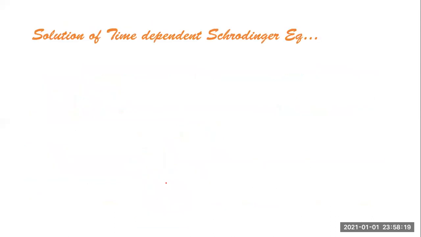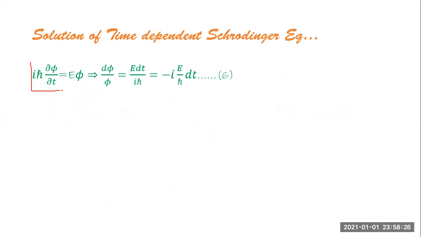So the solution of the time dependent Schrodinger's equation. This is our time dependent Schrodinger's equation: i h cross d phi by dt is equal to E phi. So just by reshuffling, if we take phi down, we have d phi by phi is equal to E dt divided by i h cross. And if we take the imaginary i to the numerator, we have to put a minus sign. So minus i E by h cross dt.